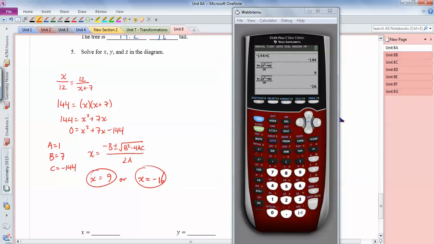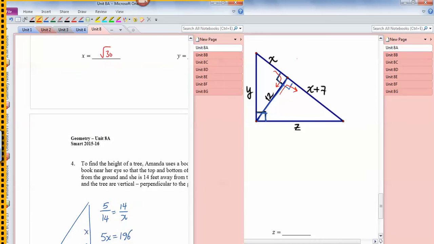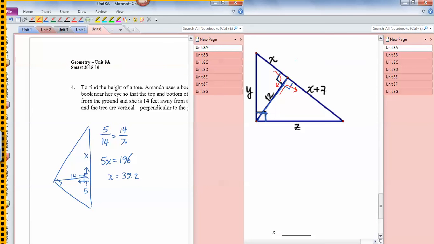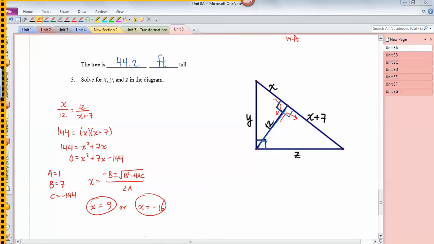So there are two answers for x, but notice x is a side length right here. Okay, sorry about that. I think the screen should be good now. So x is a side length here, so negative 16 is not going to work for that. So we're going to choose the one that's 9 and cross off the negative 16. So x is 9, which actually makes this part 9 plus 7, which is 16 right here.